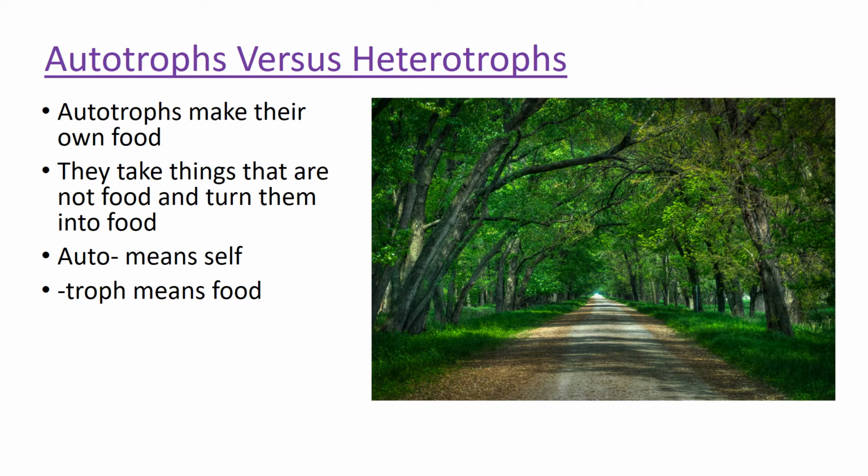Autotrophs make their own food. They take things that are not food and turn them into food. Auto means self, and troph means food or nutrients. So an autotroph is an organism that makes its own food. If we look at the image here, we have the green leaves in the trees, we have the green grass, there are chloroplasts in all that green.